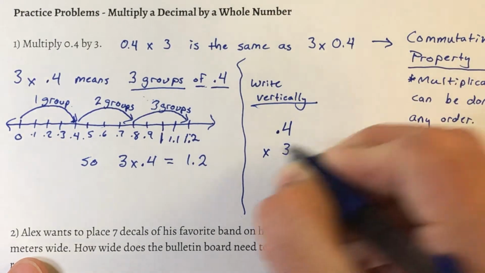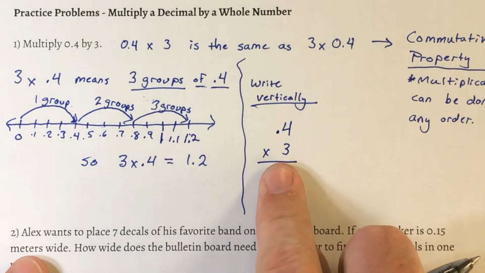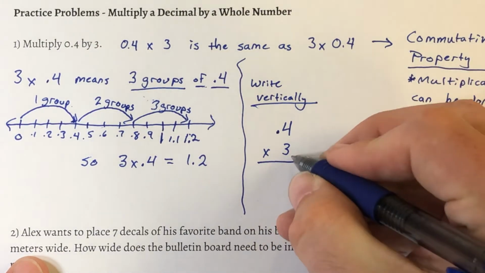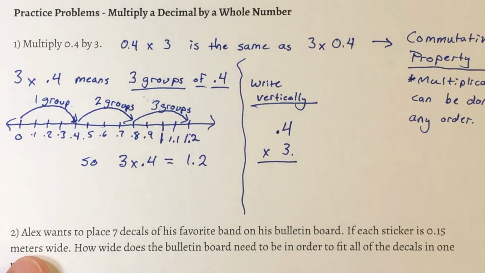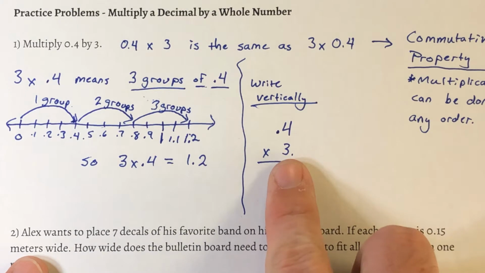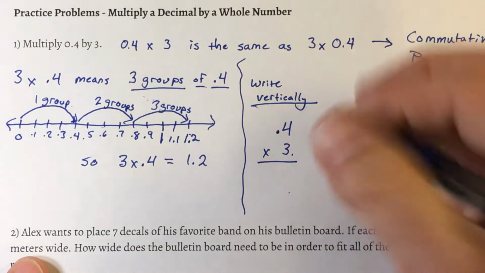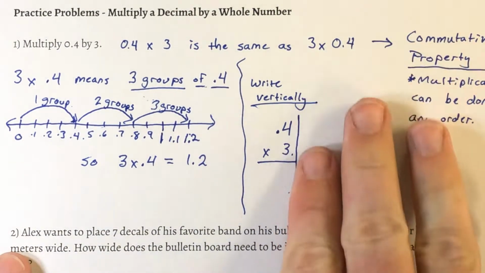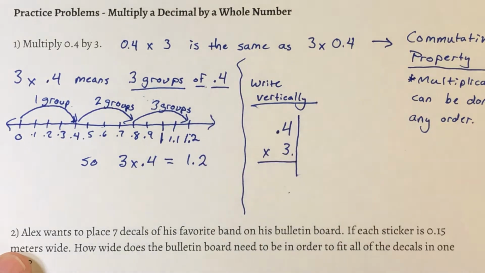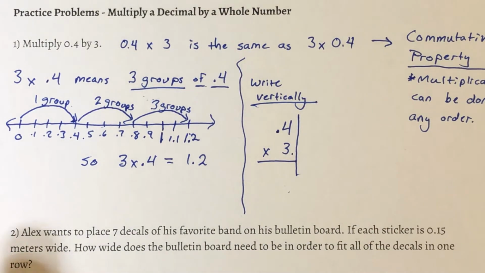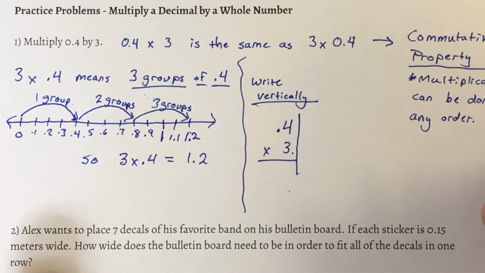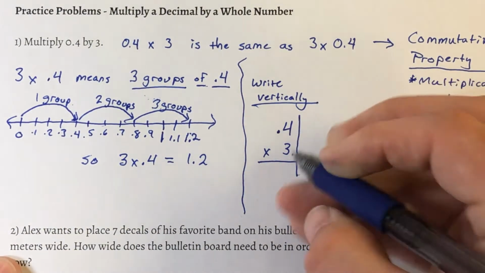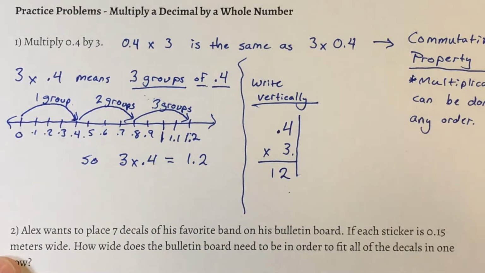So 0.4 times 3. You'll notice I did not line up decimals. The decimal in 3 is right there, up its backside. So you do not line up decimals on multiplication of decimals. What do you do? You line up your numbers. So make sure they're all lined up like that. Do not mess with the decimals. Don't line them up. That's adding and subtracting. Now, all you have to do is multiply like normal. So 3 times 4 is 12. Okay, now what do I do with the decimal?